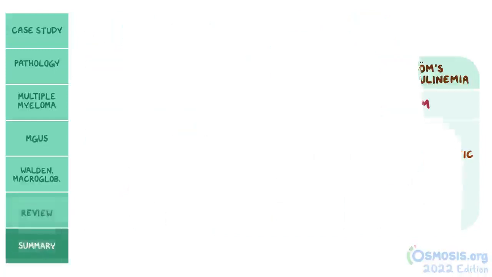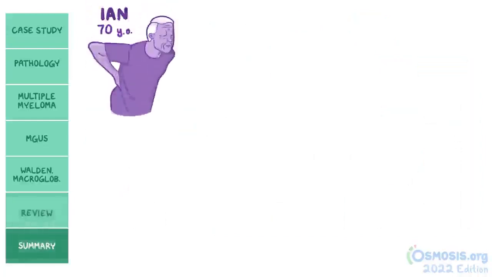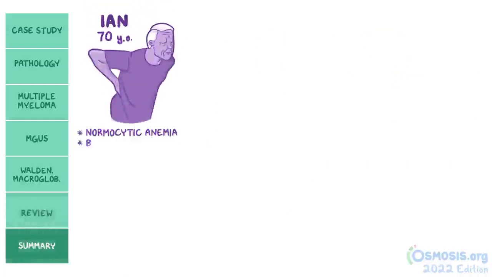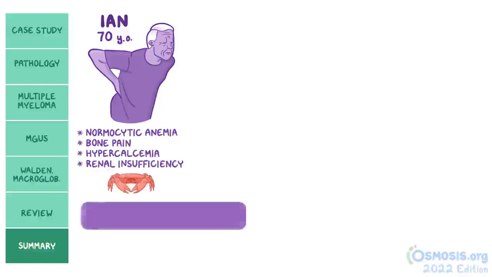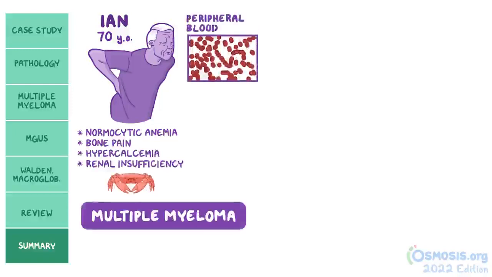Now, back to the patients. Due to his age and the presence of normocytic anemia, bone pain, hypercalcemia, and renal insufficiency, which are all CRAB findings, Ian most likely has multiple myeloma. Rouleaux formation on peripheral blood smear is also a clue for multiple myeloma.